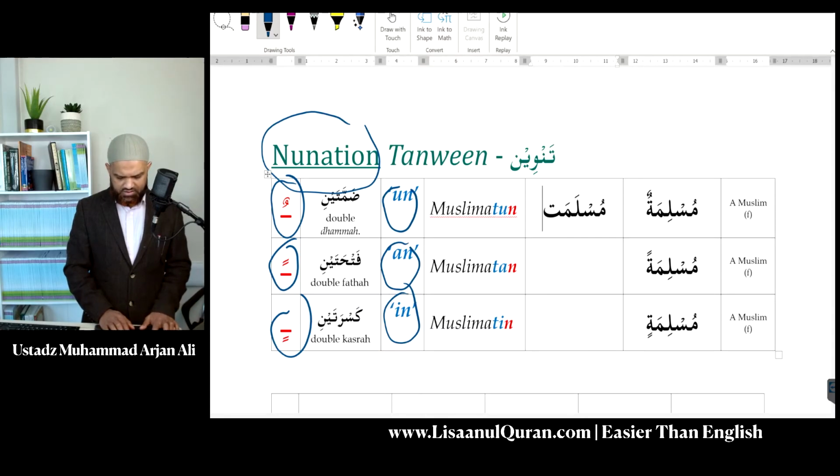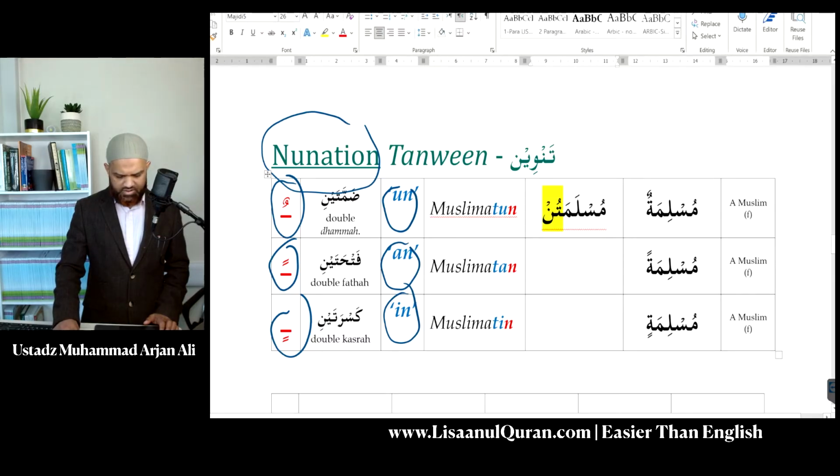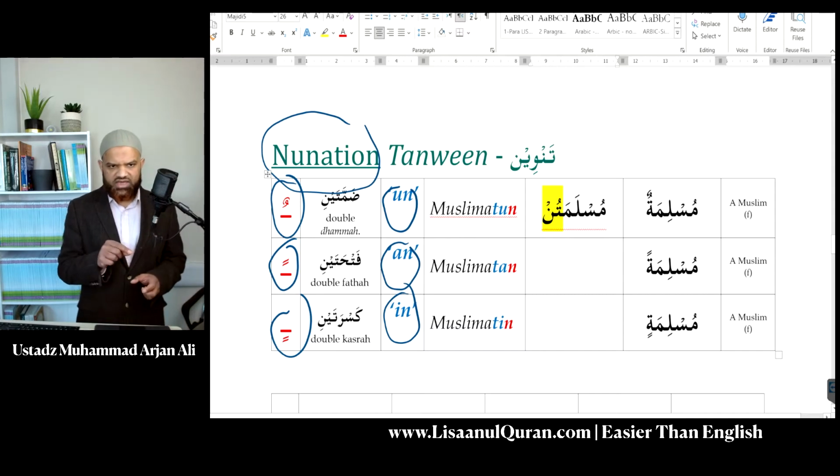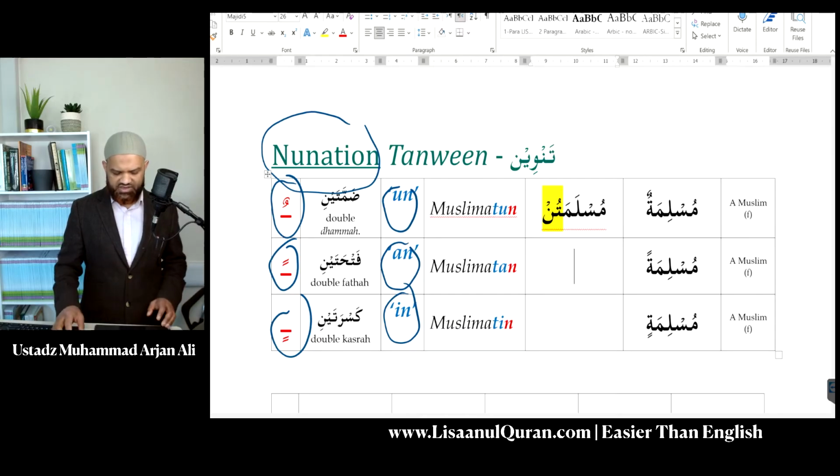Muslimatun. So you can see that I've added a, let me try and highlight that. So I've added a tun sound, noon sakin sound at the end, and this is tanween. Okay, this is essentially what it is. Of course, the correct way of writing is with the tanween, but this is opened up for you. And we're going to be opening it up when it comes to deeper study of Arabic. And I wanted to highlight this point right from the beginning. So tanween is really adding a noon sakin sound at the end.